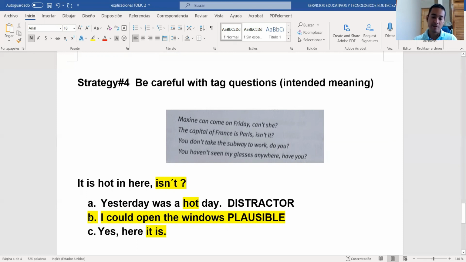So whenever you hear a tag question, think about what is the purpose. Okay, and once you think about the purpose, you go and choose the best choice.